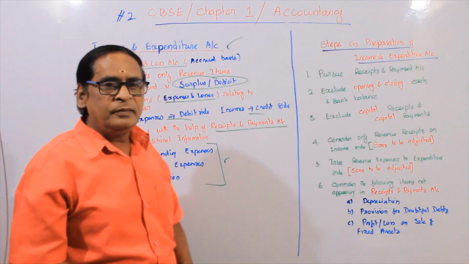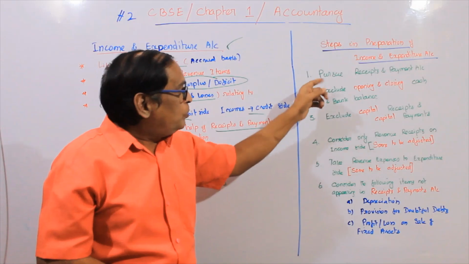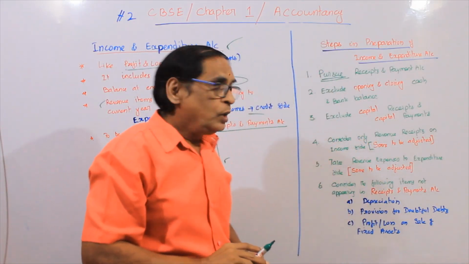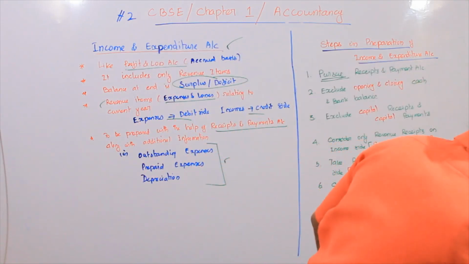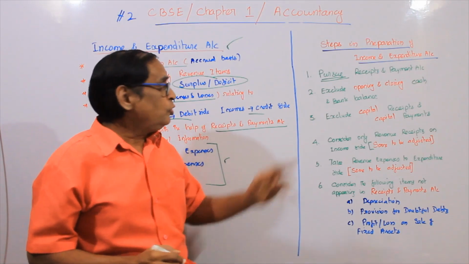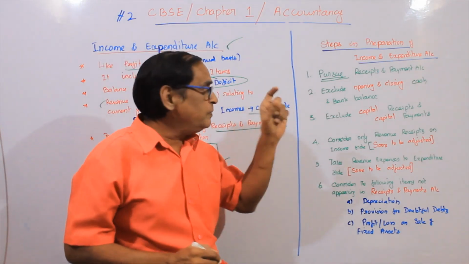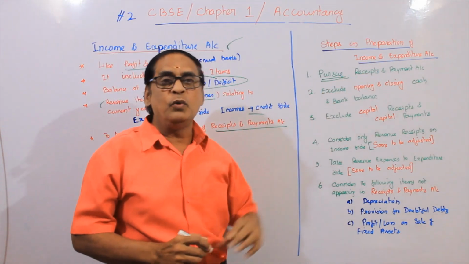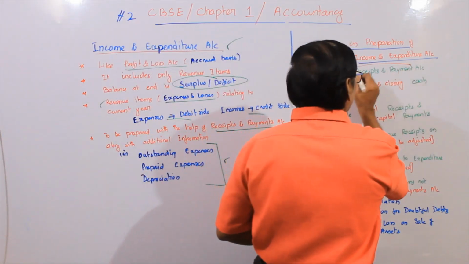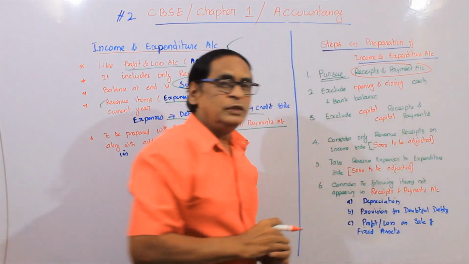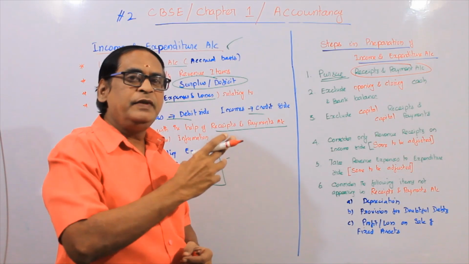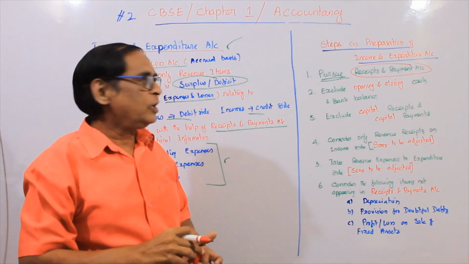The first step you have to pursue is the receipts and payments account. You have to study it deeply and thoroughly, and consider each and every transaction mentioned in the receipt side and the payment side both. So first you have to concentrate on the receipts and payments account, and we had already explained the difference between the income and expenditure account and the receipts and payments account.